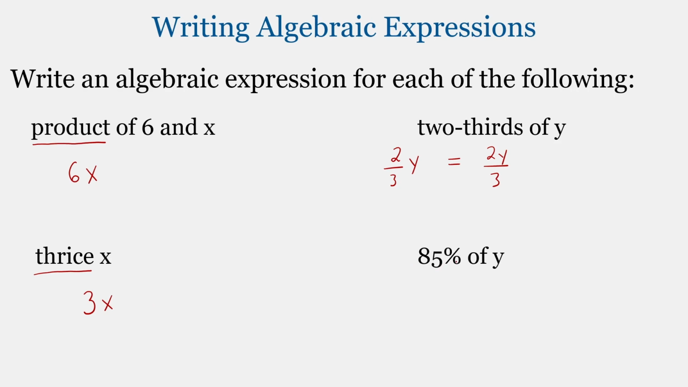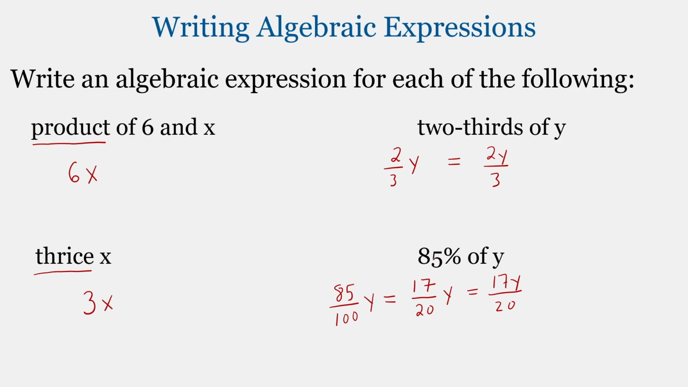And finally, 85% of y. Well, we can have 85 over 100 y. This can get simplified down. Both 85 and 100 have a factor of 5. So 17 times 5 is 85. So we have 17 here. And 20 times 5 is 100. So 17/20 y, which we can also write as 17y over 20.